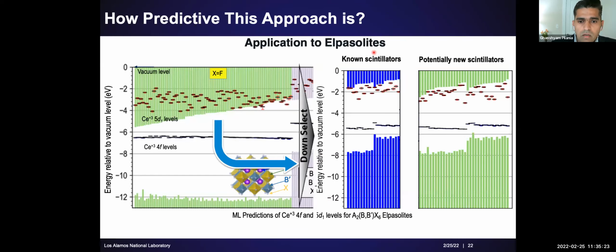And so we can go ahead and make predictions, and it turns out that we recover most of the known scintillators, and we also make some new predictions. Of course, in these cases, we haven't really tested the stability and other properties, but these are potential scintillator candidates that come out as a part of the screening. So I'll come back to these predictions towards the end of my talk.